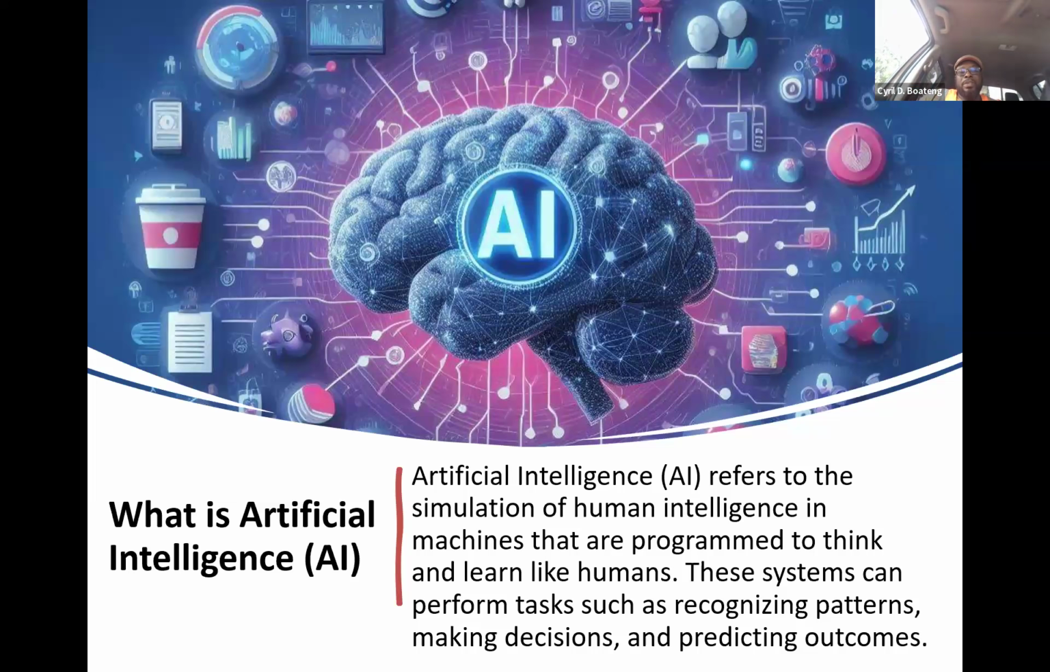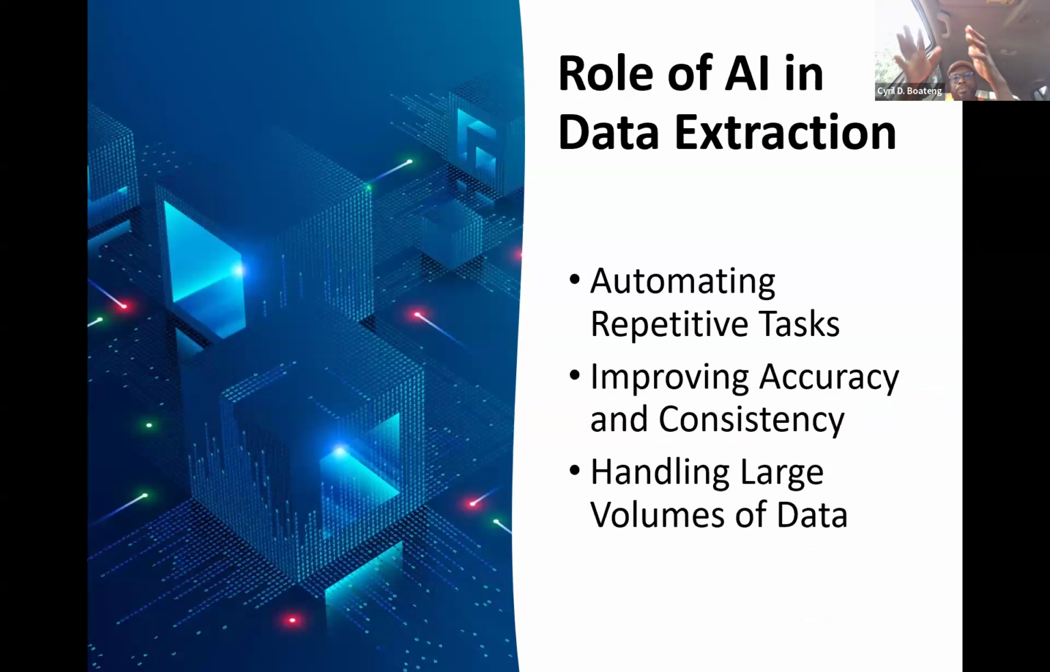Again, because we believe that machines can be unbiased and objective when it comes to predicting outcomes, right? So that's basically what artificial intelligence is. So in terms of data extraction in systematic reviews, what can artificial intelligence systems do? They can automate repetitive tasks.